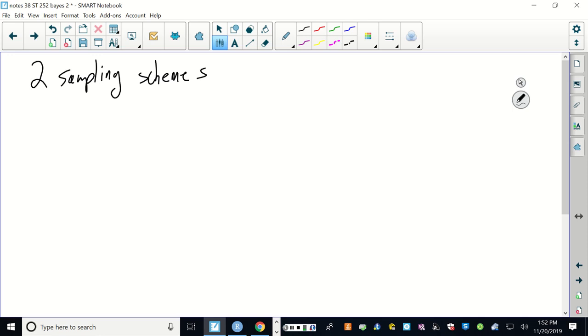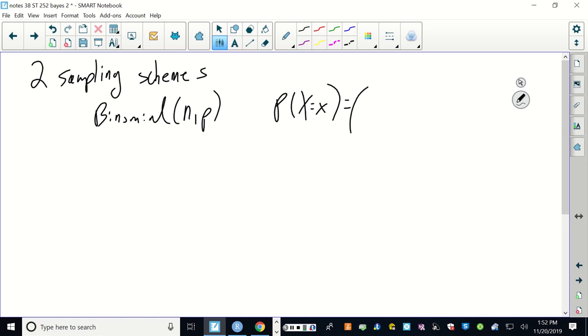So we've talked about doing a binomial sample, right? So in binomial sampling, right, the probability that X equals some value is n choose x, p to the x, 1 minus p to the n minus x. In this type of sampling, n is fixed. Right? You count a number of trials and you count up the number of successes. Right? And x is the number of successes.